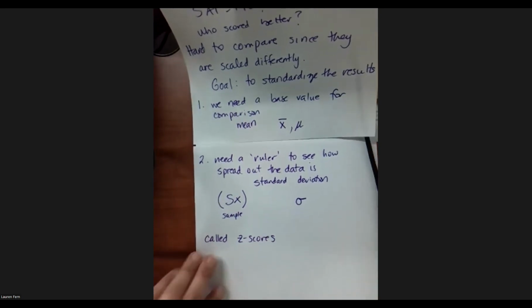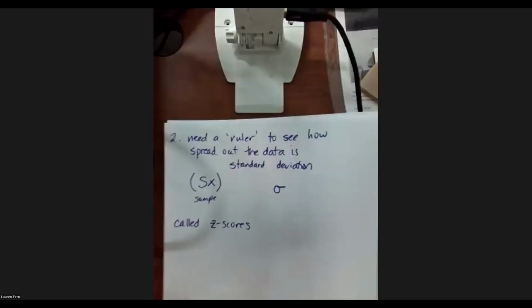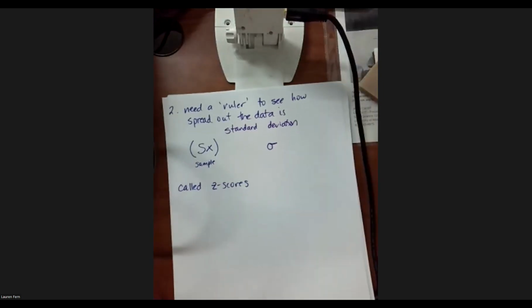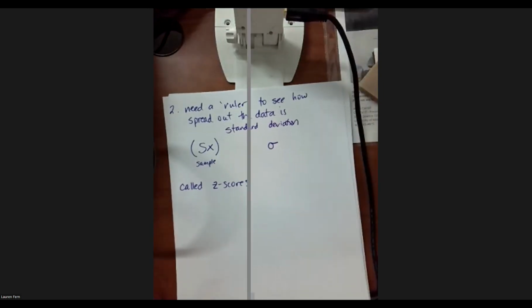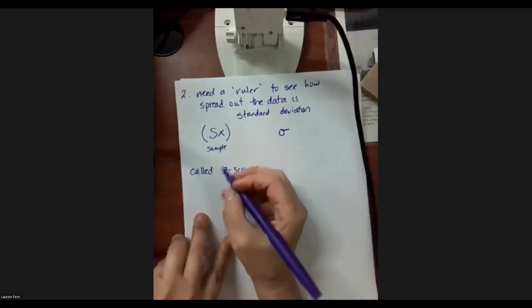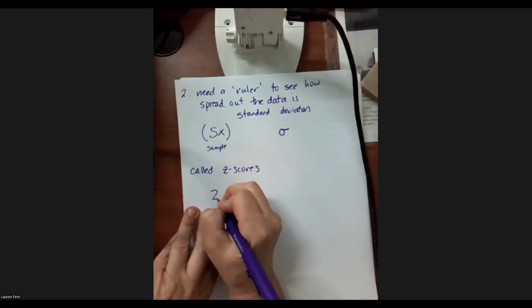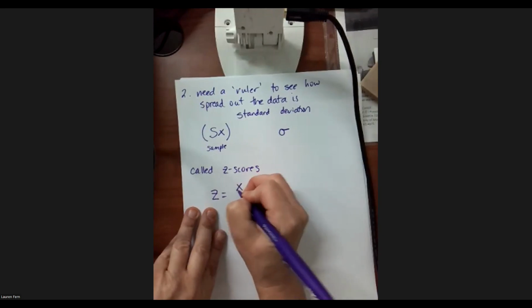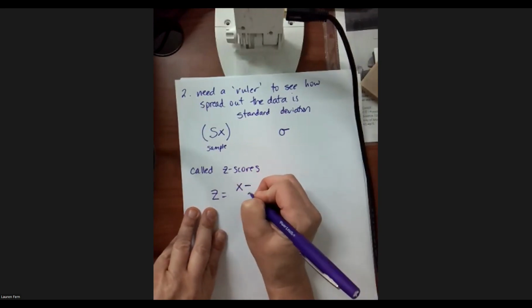And there's a formula for z-scores. Do you have to memorize the formula? Absolutely not. As always, you don't have to memorize anything. You just have to know when and how to use it. Okay? So the formula for z-scores is as follows, and I'm going to talk all about it.